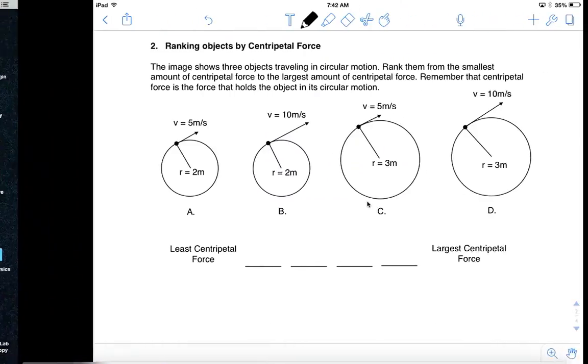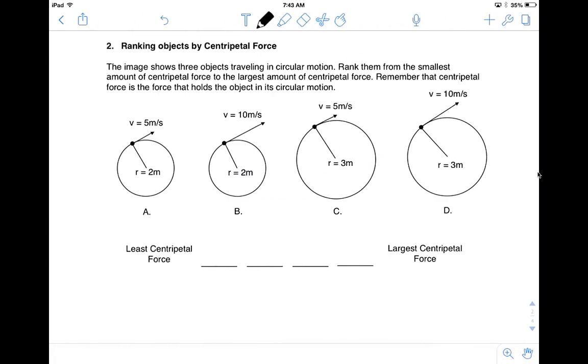Right, so now we're on to number 2. This is a hint video again. Now, just like before, I'm not going to give you the answer, but I'm going to give you some information that might help. Okay, so this is ranking objects by centripetal force.